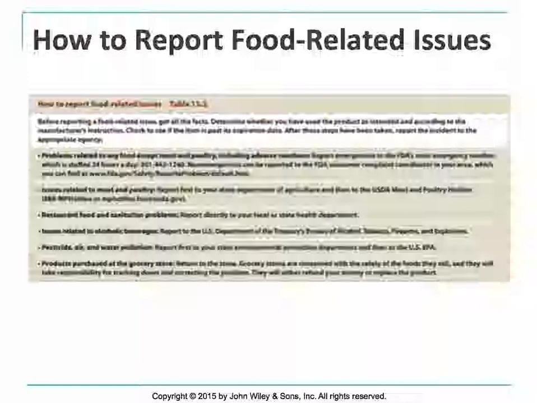Restaurant food and sanitation problems should be reported directly to your local or state health department. Issues related to alcoholic beverages should be reported to the U.S. Department of the Treasury's Bureau of Alcohol, Tobacco, Firearms, and Explosives. Pesticide, air, and water pollution is reported to the EPA. And products purchased at the grocery store should be returned to the grocery store with you notifying the individual at the customer service desk about any issues that you experienced with that product.